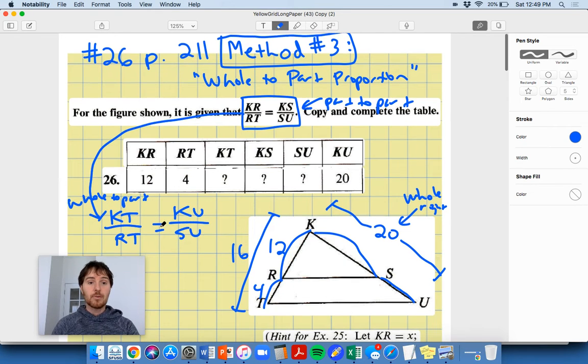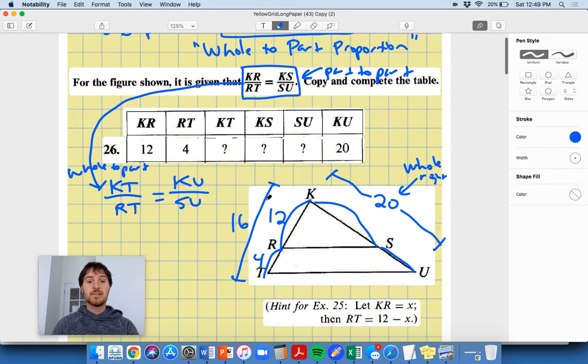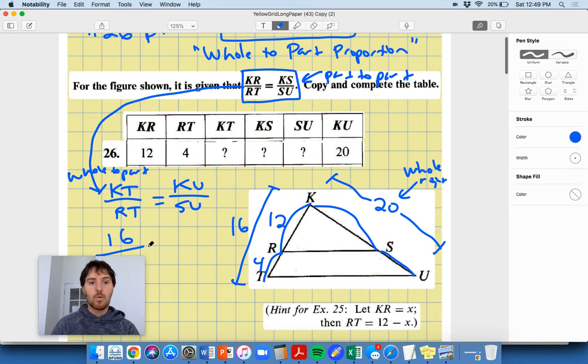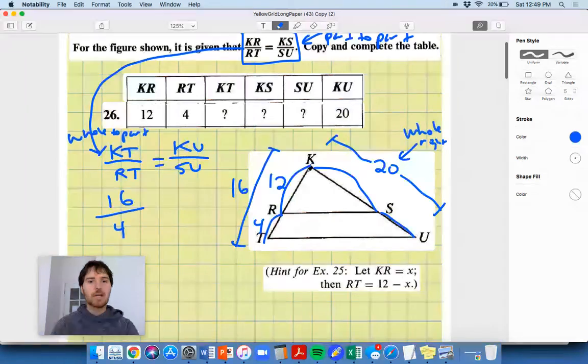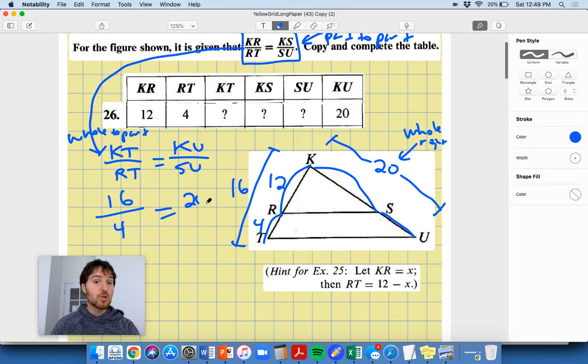So in this particular problem right here, we can think of this. This is 16, that's 4, this is 20. Well, let's make that 1x, right? We can go part, or we can just say that's SU. We can know 16 over 4. So here, let me get rid of this here. This is whole to part, actually. I did the work here. KT is 16, RT is the part. So 16 to 4 ratio, this would also be a 4 to 1 ratio as well. But you can just solve for it, right?